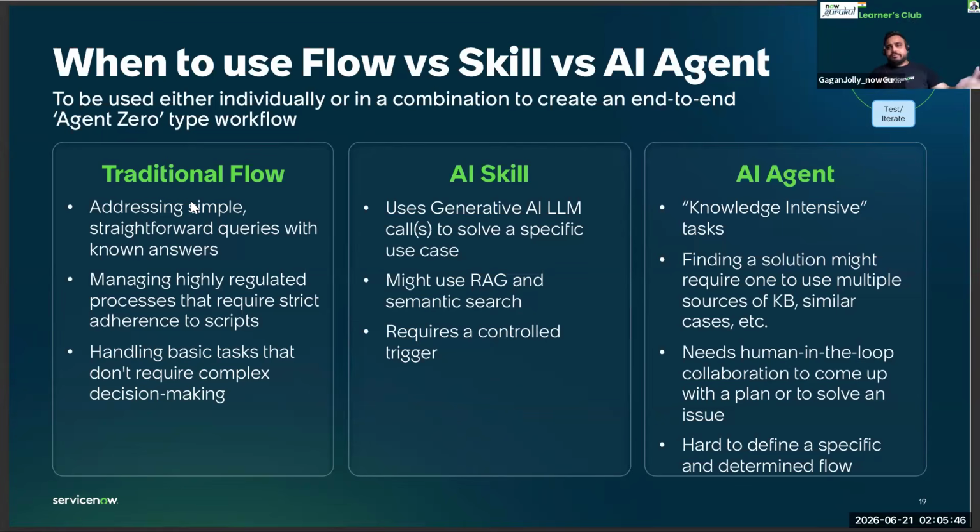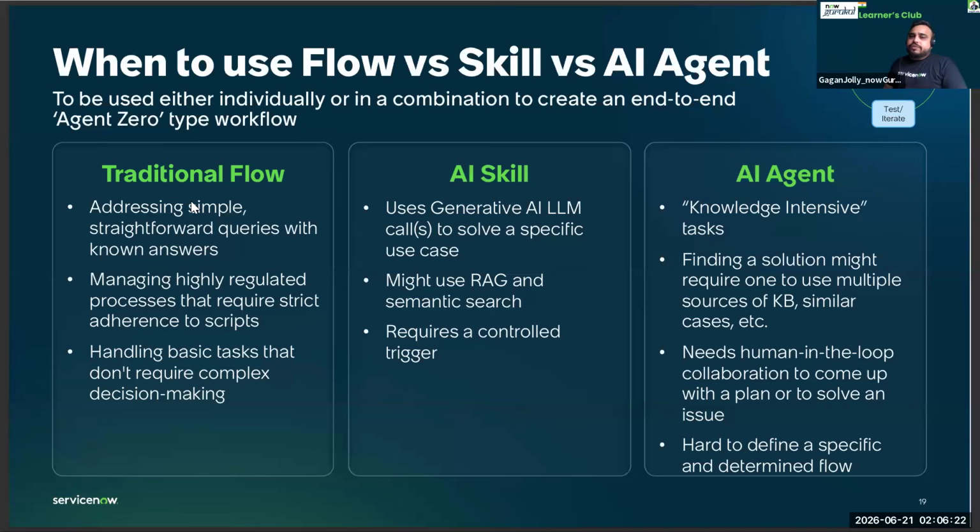When we go ahead in the further videos, we are going to implement it in a combination of the traditional flow, the AI skill, and the AI agent. So traditional flow is very simple when you are addressing simple and straightforward queries with known answers. When you know this is my fixed process, there is a fixed task, and you don't require any complex decision making. If X is there, do Y Z A. If Y is there, do B C D. All those logic you can put in your traditional flow.